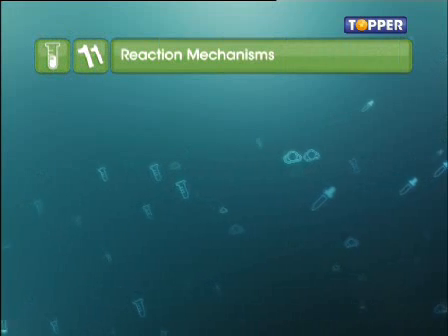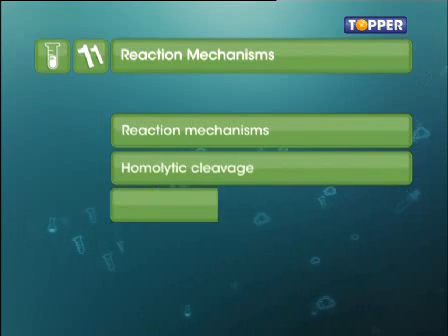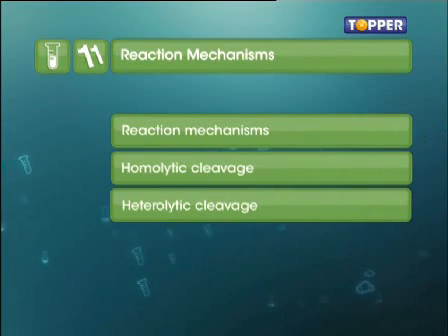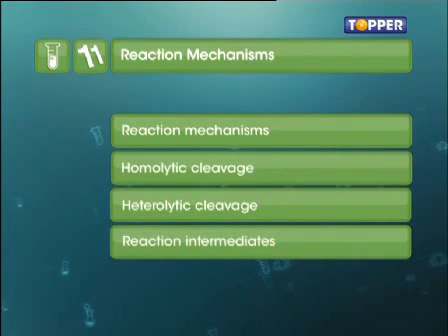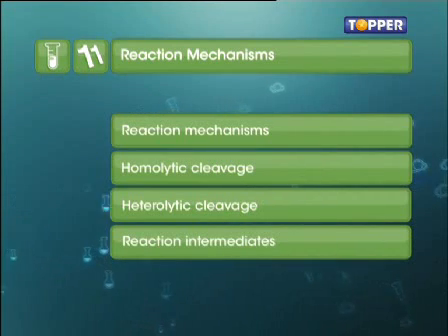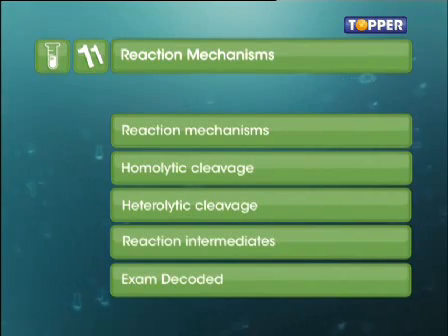Today, we will unravel the mechanism behind chemical reactions. In today's episode, we will study reaction mechanisms, homolytic and heterolytic cleavage by which the reactions take place, and then we will look at reaction intermediates like free radicals, carbocations and carbanions. And finally, we will discuss some important questions and their answers in Exam Decoded.